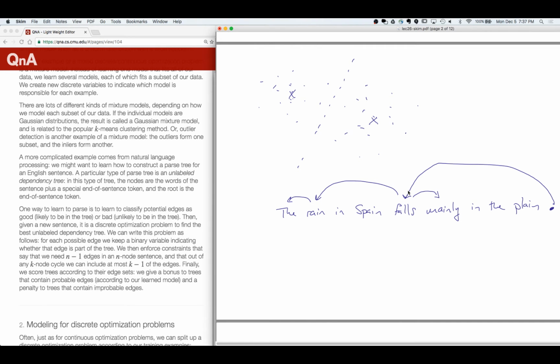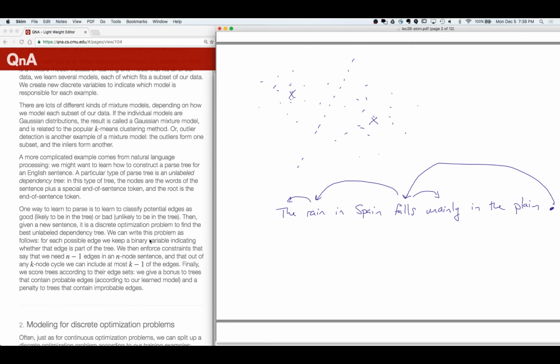All right, so if we wanted to learn to make a parse tree like this, what we could do is try and learn to classify potential edges as good or bad, meaning likely to be in the tree or not likely to be in the tree. And then we would have an optimization problem for any new sentence to determine what tree to make given all of the possible edges. So we would score all of the possible edges and then try and make a tree that includes all of the high scoring edges. And the way we could do that is to have a discrete optimization problem where there's one binary variable for every edge that's 1 if the edge is in the tree and 0 otherwise.